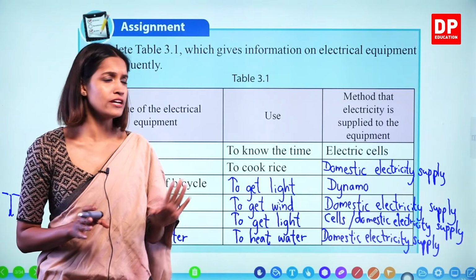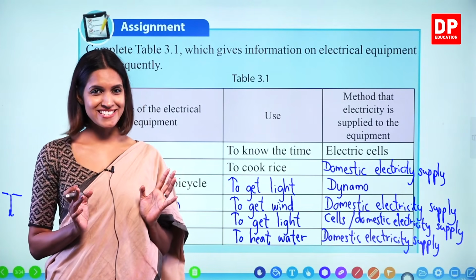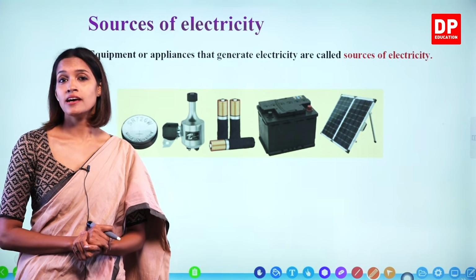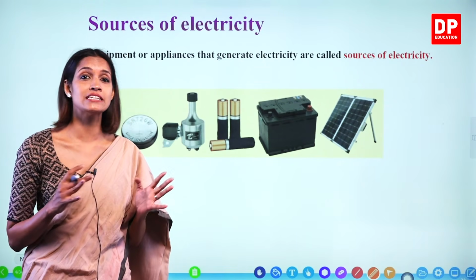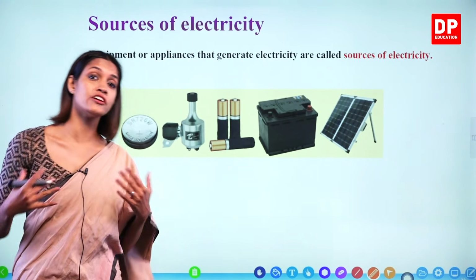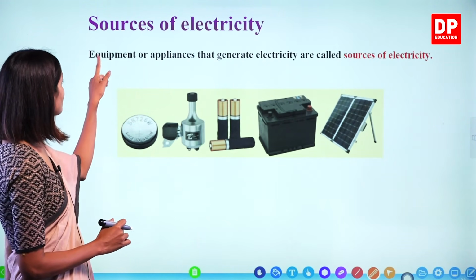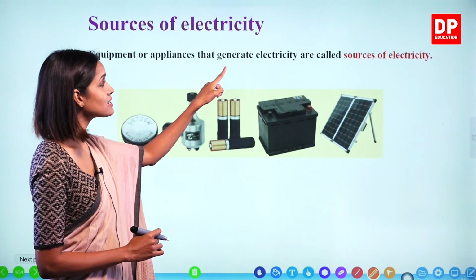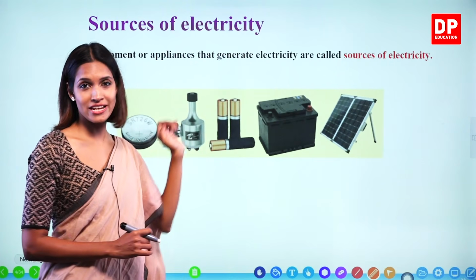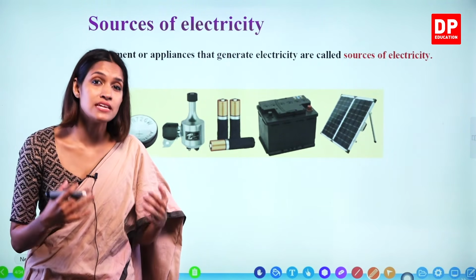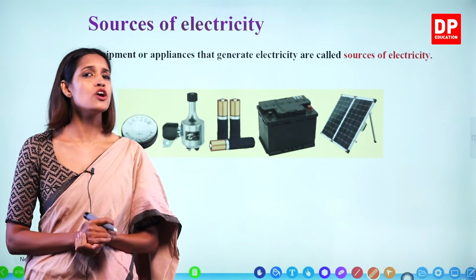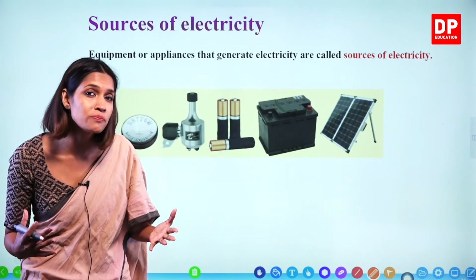Now we are going to learn what is the meaning of sources of electricity. I told you now, electricity is generated in different methods, different ways. Equipment or appliances that generate electricity are called sources of electricity. It means the things that can generate electricity are simply known as sources of electricity. What are these things or what are these equipment, children?